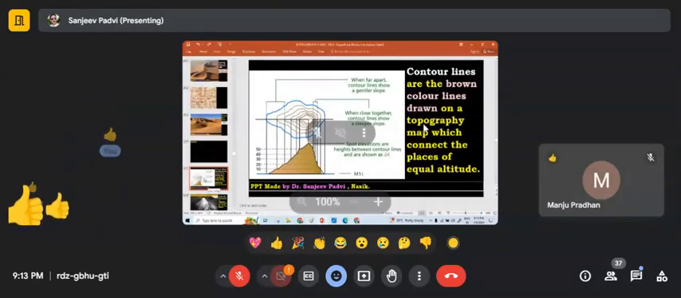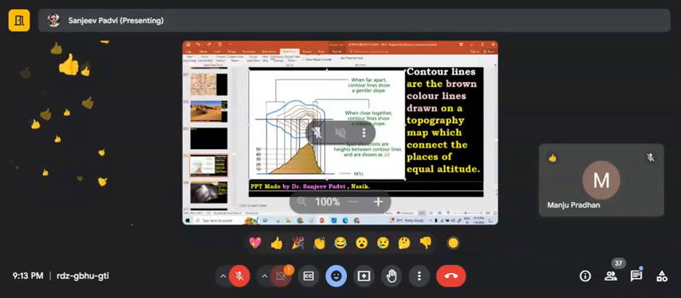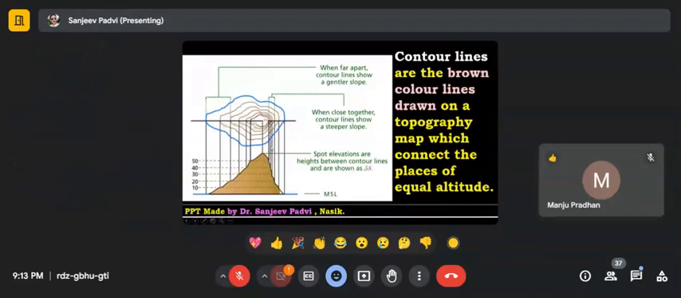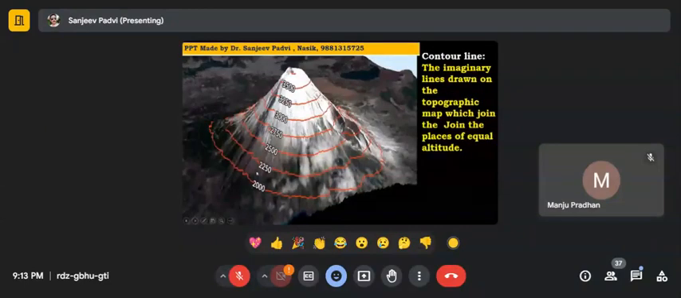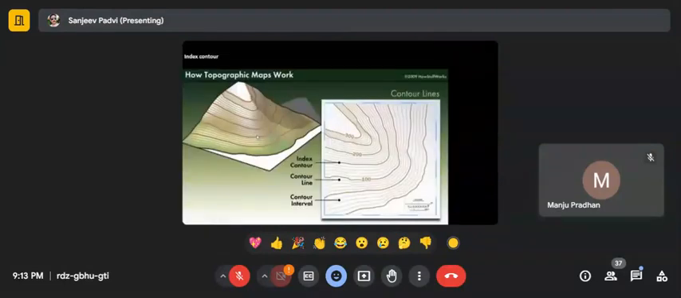Okay, now look at this. This is a very clear-cut picture. See this. The contour lines are close to each other, so the slope is steep. If the distance is more, the slope is gentle. Now, this distance between two contour lines is called the contour interval. Now, please understand something very interesting here. How many of you notice how these contour lines are drawn?